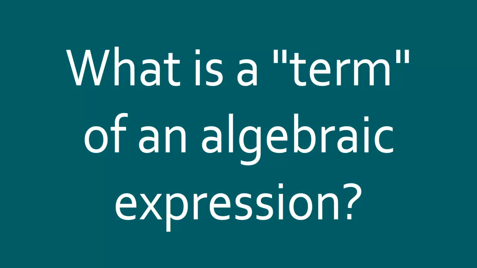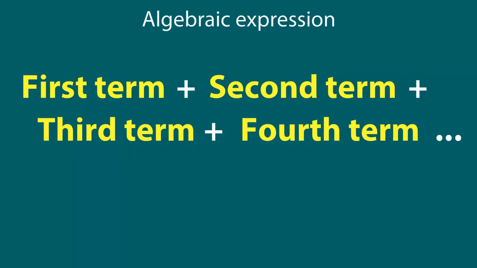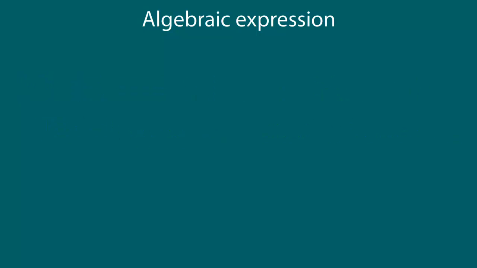What is meant by a term of an algebraic expression? Let's find out. Term or terms simply make an algebraic expression. In other words, we can think of an algebraic expression as something that consists of the first term plus the second term plus the third term plus the fourth term and so on and so forth. So let's take a look at some examples which will further help clarify.